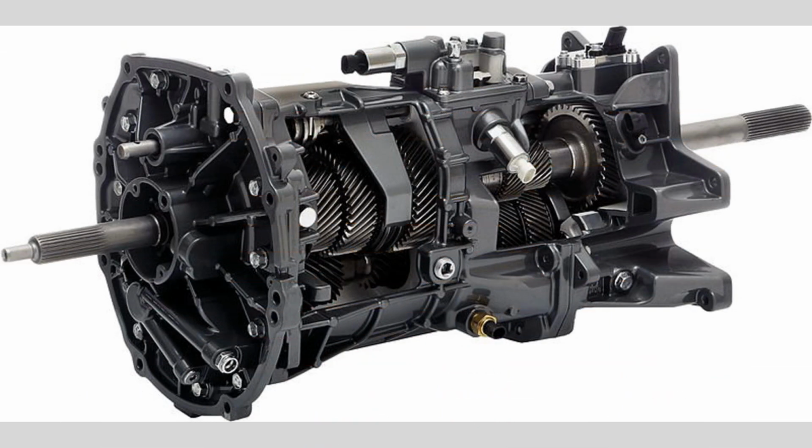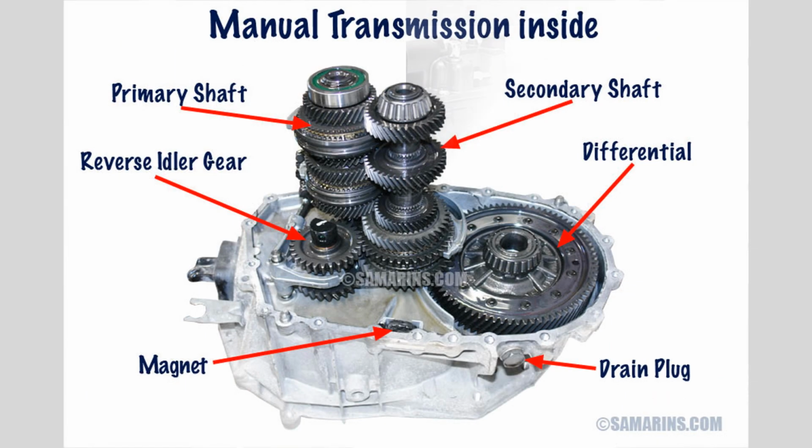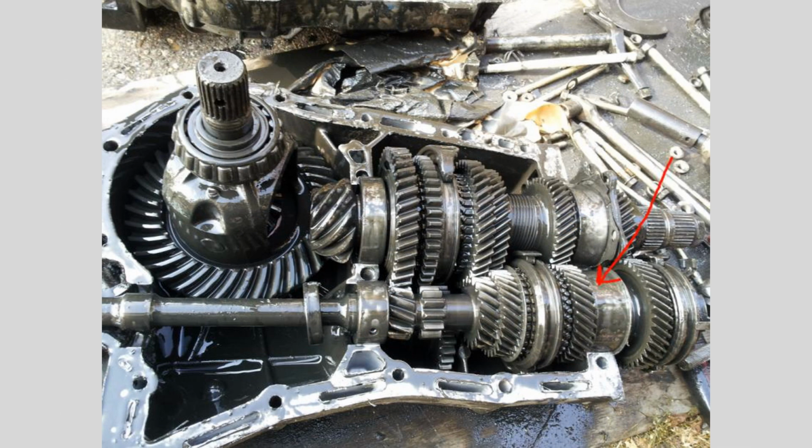Components of a manual transmission. A manual transmission consists of several key components. The main ones are the clutch, flywheel, input shaft, output shaft, and gears. Let's take a closer look at each of them.